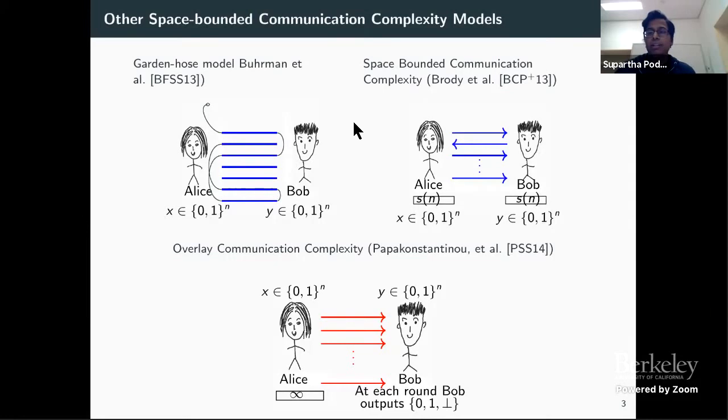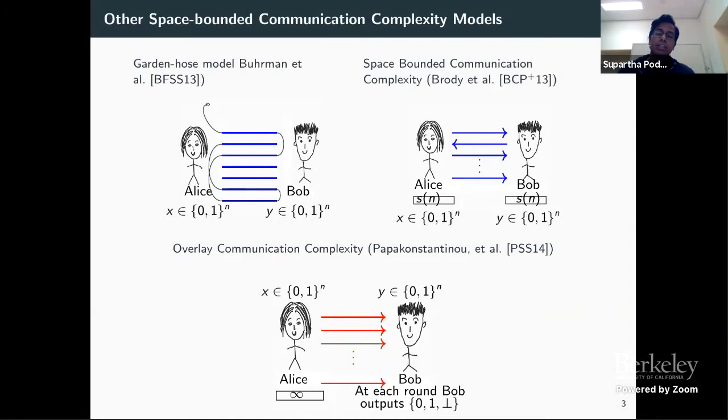The second variant that we have seen is space-bounded communication complexity, introduced by Brody et al. in 2013. Here, the player still sends one bit at a time, but the restriction is that now they are bounded by only s(n) amount of memory. And obviously, the goal is to optimize on the space that they are allowed to have.